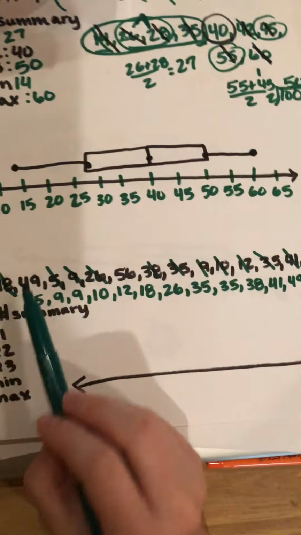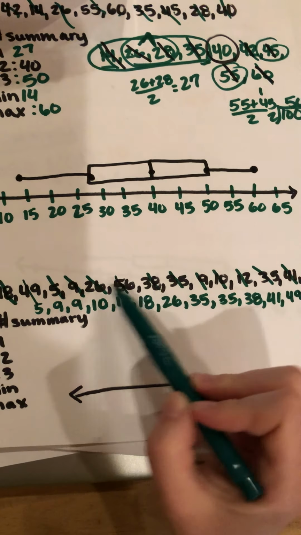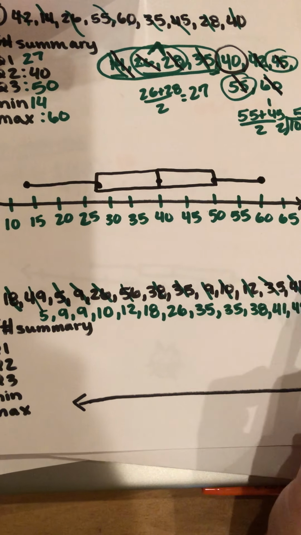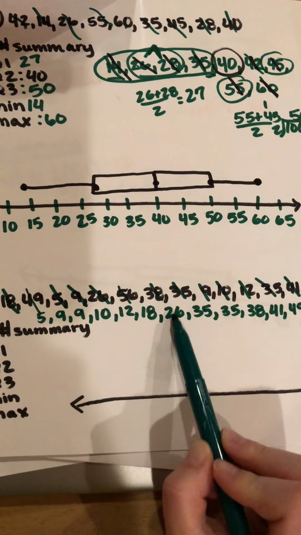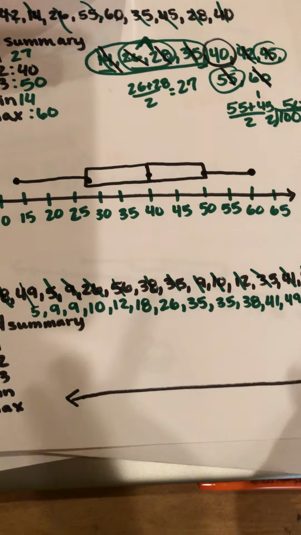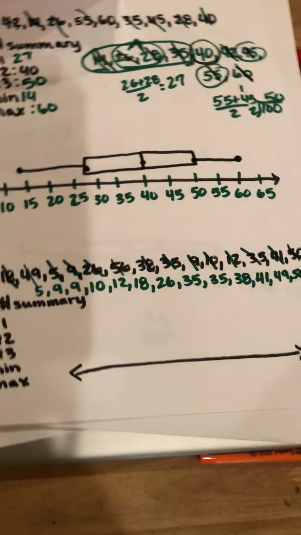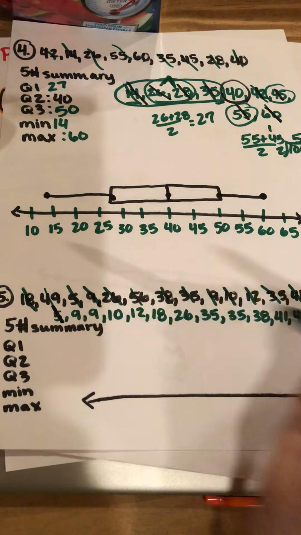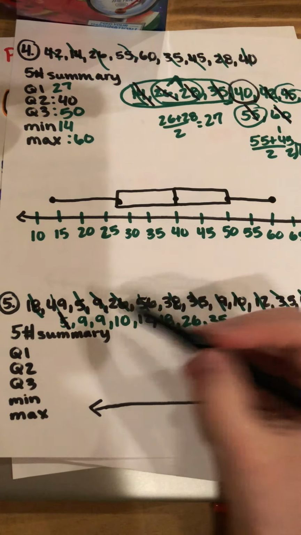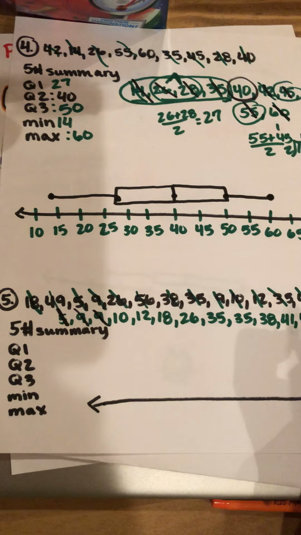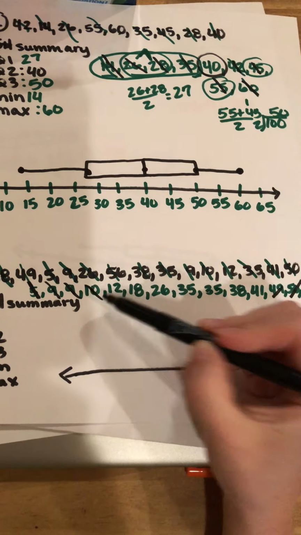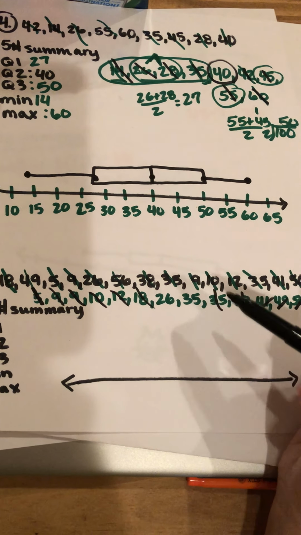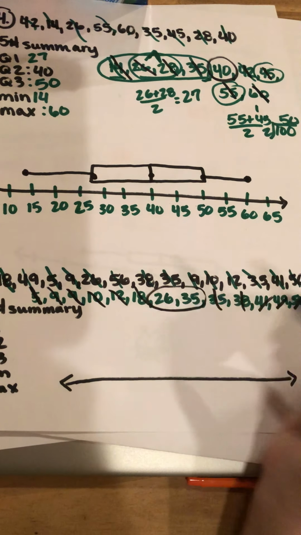Okay, so let me just double check my numbers. 1, 2, 3, 4, 5, 6, 7, 8, 9, 10, 12, 14. It's good to know that you have all your numbers there. So now I'm going to find the median, so cross them out. That gave me an even number, so I'm going to have to do some work. Cross out, cross out. So 26 and 35.